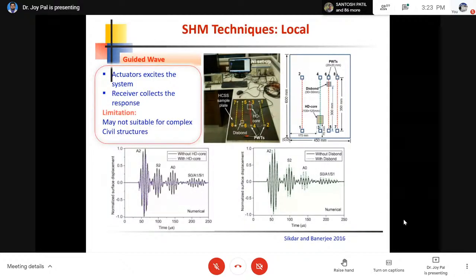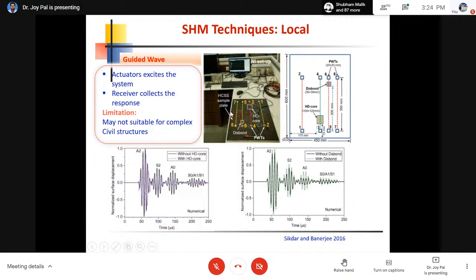Now coming to the third one, that is guided wave based technique. Guided wave based is also one kind of ultrasound technique, that means the frequency is more than 20 kilohertz. Here you can see one plate I have shown, just to give you some idea of how it works. I have placed one example here.